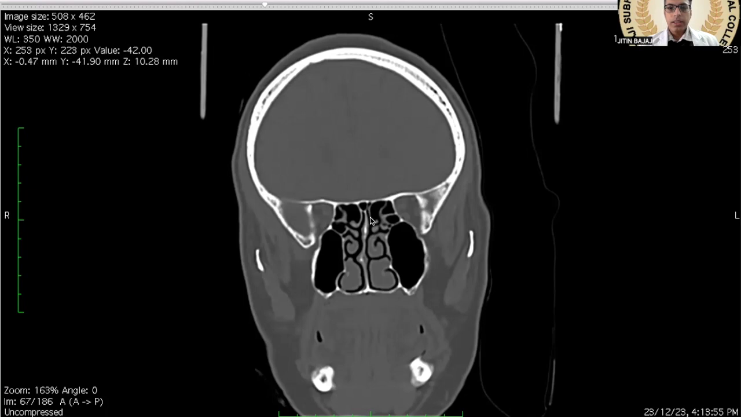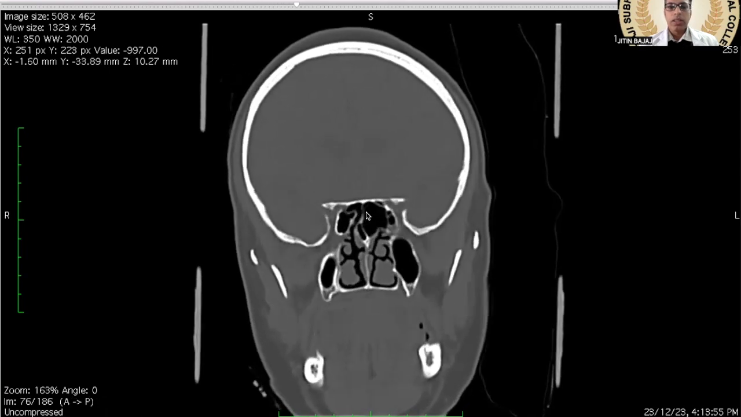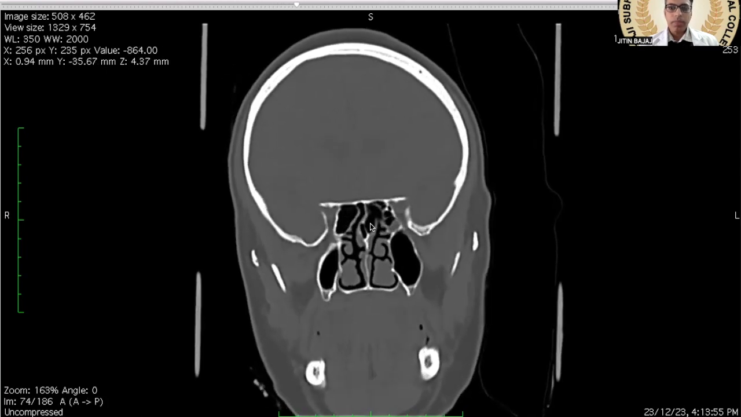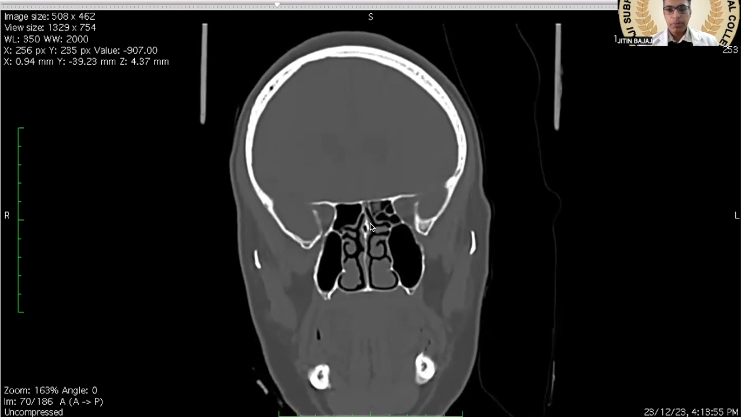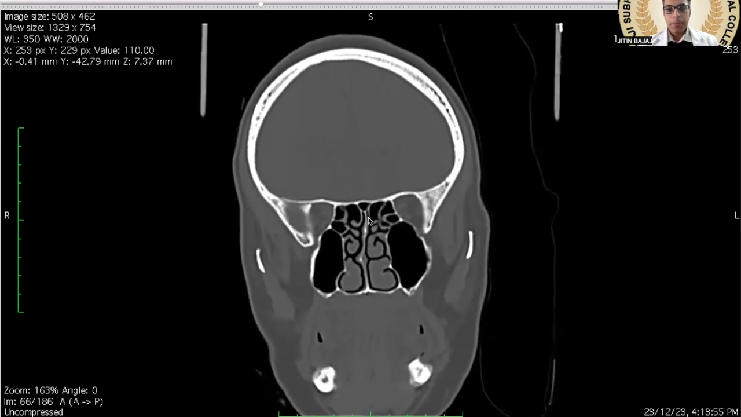This is the attachment of the superior turbinate to the skull base, and from here, as we go posteriorly, we will reach the sphenoid sinus. So the sphenoid sinus opening will be between the superior turbinate and septum. So we have to work medial to the superior turbinate to reach the sphenoid sinus.